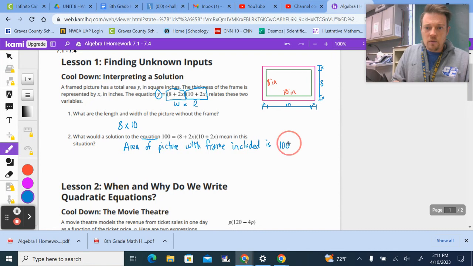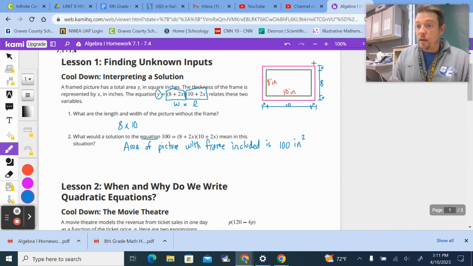is 100 inches squared. And what we talked about at the end of class is what we're trying to learn this unit: solving for x. Because if we can solve for x, we know that everything included is 100 square inches, and we just want to know what x is, then we can figure out how wide we need to make that frame to use up all the area that we have. And so that's what we're going toward here. We're interpreting the solution now, but we're going to be finding that solution within this unit.